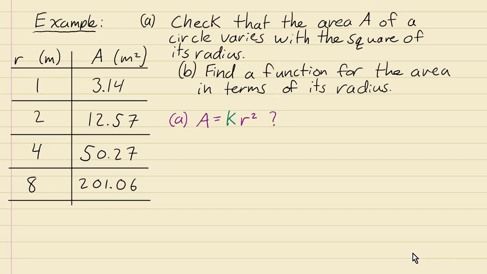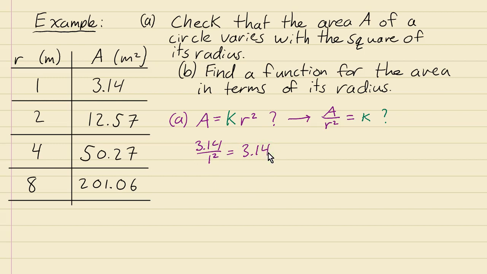So in other words, if A is proportional to R squared, there'd be a number k so that A equals kr squared. And we know that this is equivalent to, if you just divide both sides by R squared, saying A over R squared equals k. And that always needs to come out the same way. So that's what we're going to test, is does this work? So let's start with the 3.14 and the 1. If we do 3.14 over 1 squared, you get 3.14.